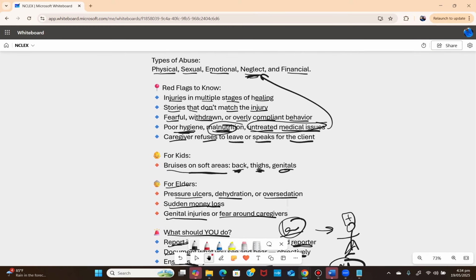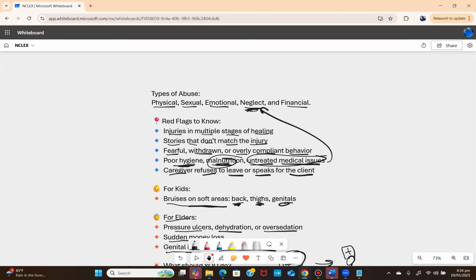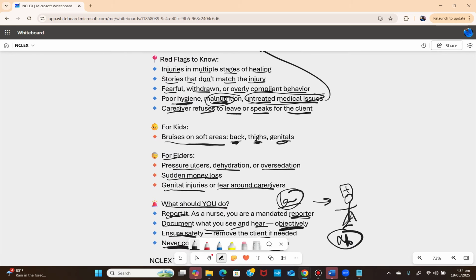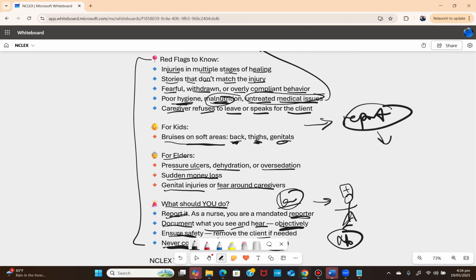So this is everything you need to know about signs of abuse for the NCLEX exam. All you need is to be able to identify signs of abuse. The moment you know all these things, trust me, you are good to go in answering abuse questions on the NCLEX exam. The most important thing is knowing the signs and your next action. Your next action is always to what? Report. You report before documenting. Right, you report before documenting.